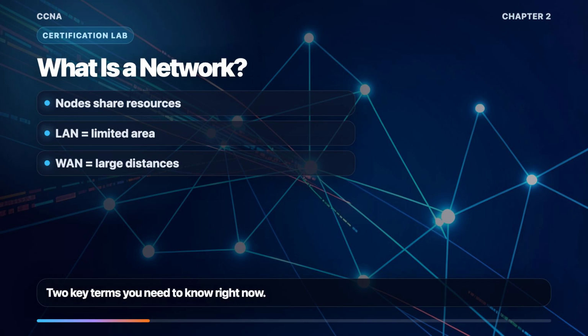Two key terms you need to know right now. A node is any device connected to the network. Your laptop is a node. Your phone is a node. Even the routers and switches that connect everything are nodes. A resource is anything shared over the network. A web page, a printer, a file on a server, an online game.